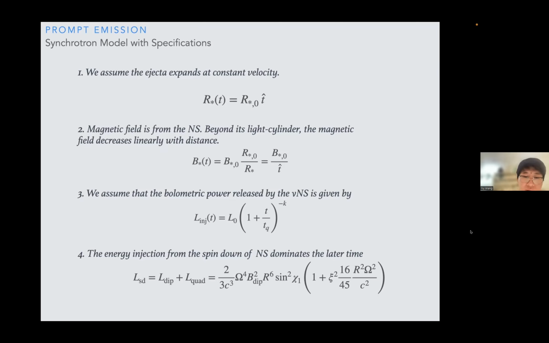And third, we have energy injection from the fallback accretion onto the new neutron star, in this formula, L injection. And we also have the energy injection from the spin down of the new neutron star. This energy injection will dominate the late time evolution, like more than 10^4 seconds. Now we consider both dipole and quadrupole components, since a newborn neutron star may have a strong quadrupole component.